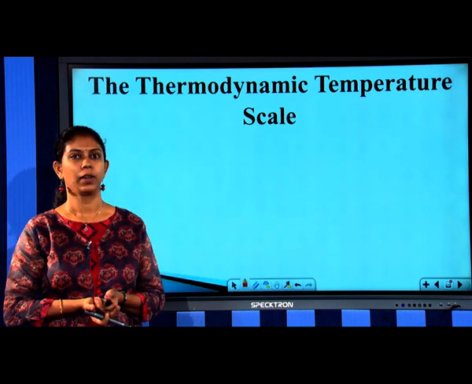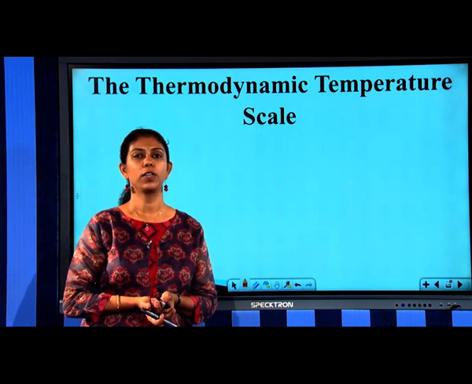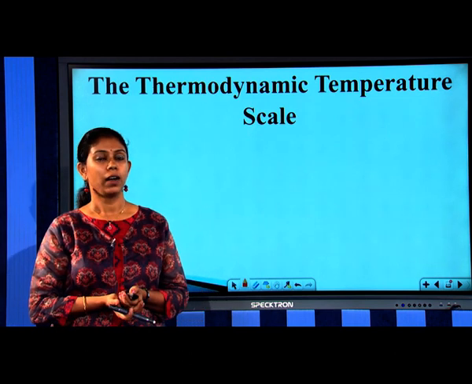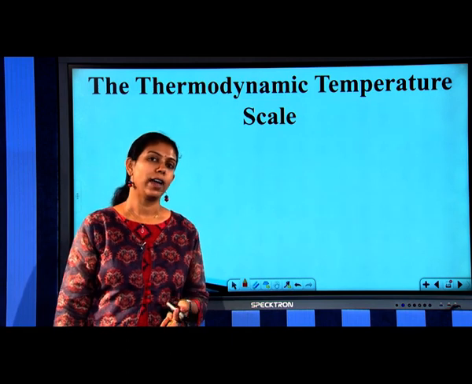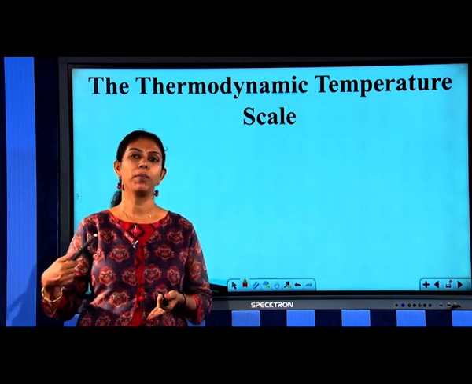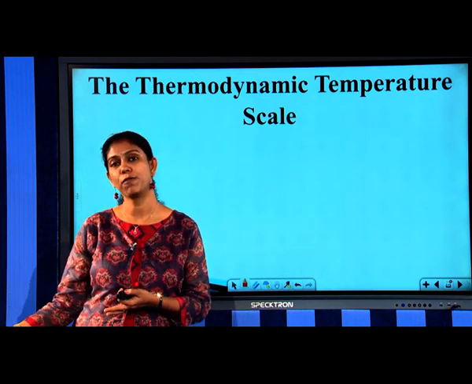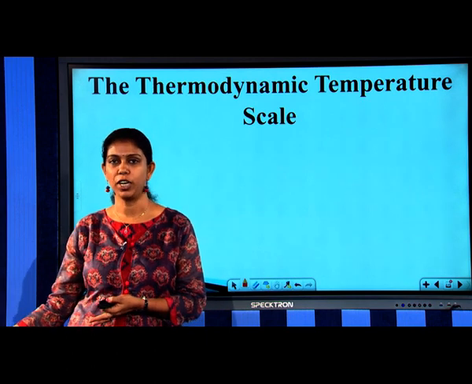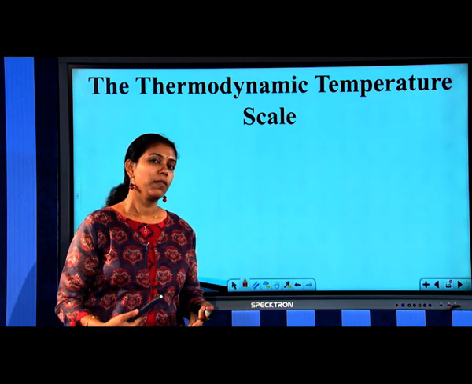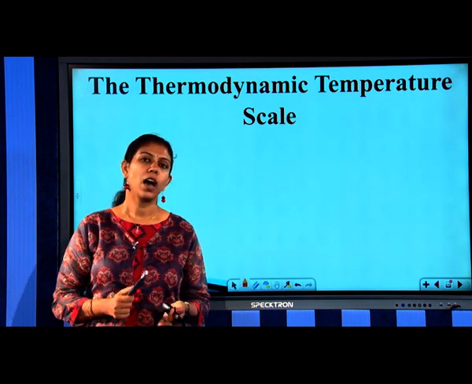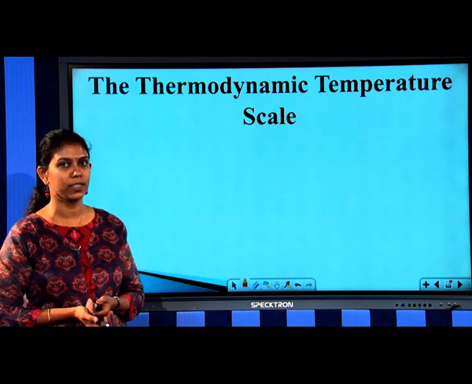The efficiency of a Carnot engine depends only on the temperature of the source and sink. We already proved that the efficiency of a Carnot engine is given as 1 minus T2 divided by T1. Here T2 is the temperature of the reservoir at low temperature, and T1 is the temperature of the reservoir at high temperature. The Carnot engine provides the basis for the thermodynamic temperature scale.